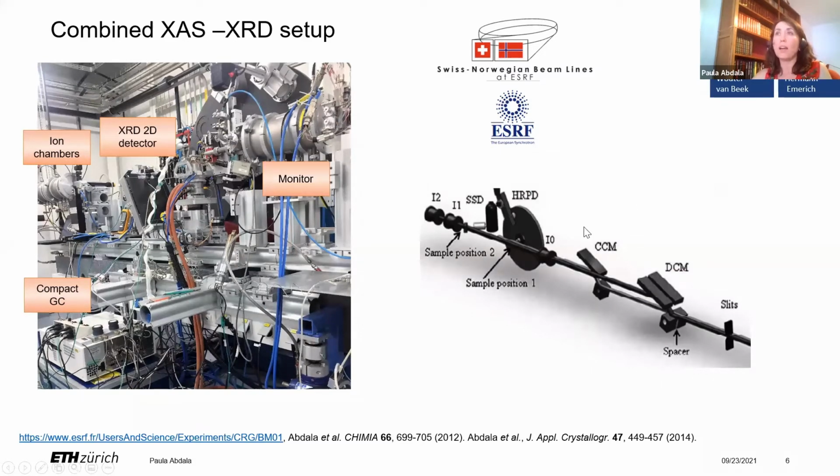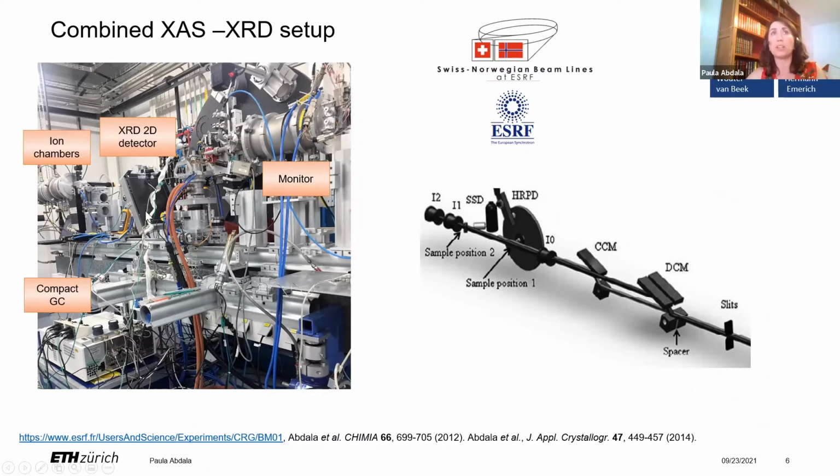Basically, in the optical hatch we have two monochromators: one channel cut that allows us to have a very stable and reliable wavelength for the powder diffraction, and a tunable energy via this double crystal monochromator. They can be interchanged in a fast fashion during an experiment.